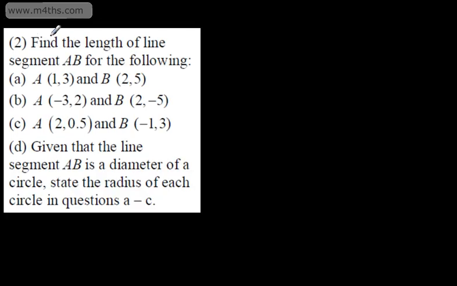In question 2, we're asked to find the length of a line segment AB for the following. So we've got A and B just here. So all we're going to do is say that AB will be equal to the square root. So what we can do now is either (1 minus 2) all squared, and then (3 minus 5), or the other way around. It really doesn't matter.